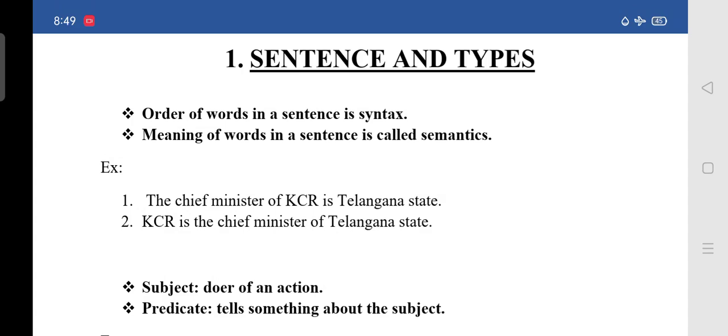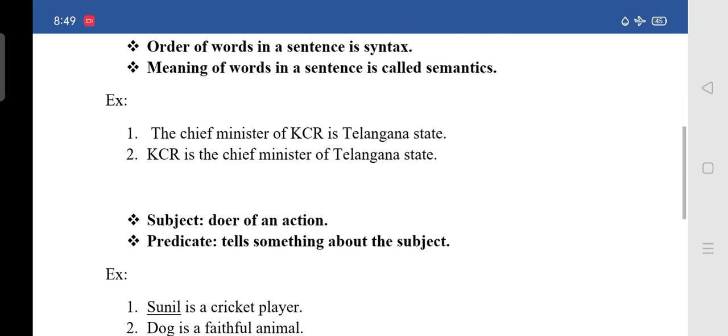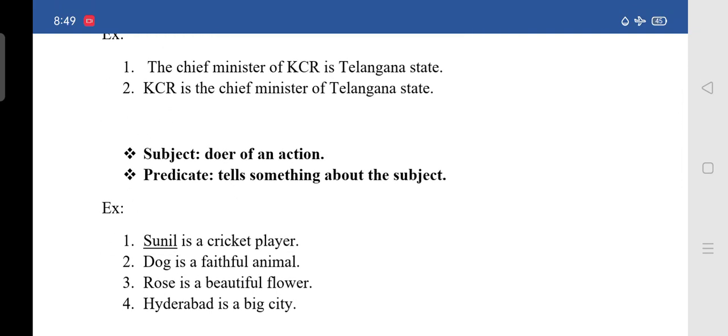So the second sentence has semantics and syntax. So see here, for every sentence we have a subject and a predicate. In every sentence we have a subject and a predicate. So what is the subject here? Doer of an action. Whereas the predicate tells something about the subject.